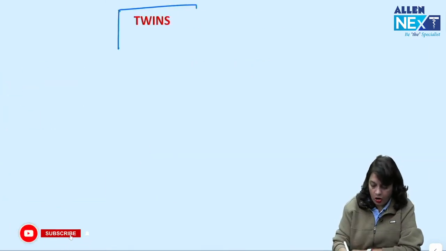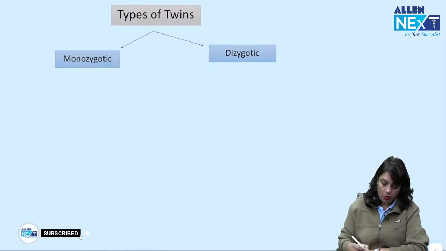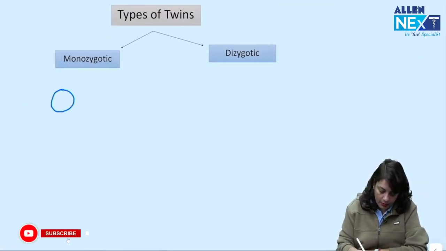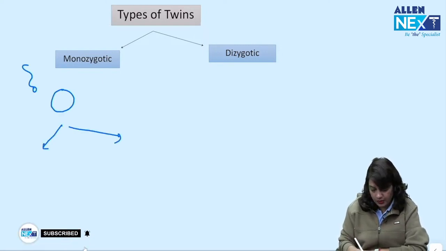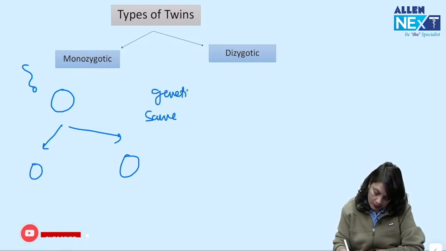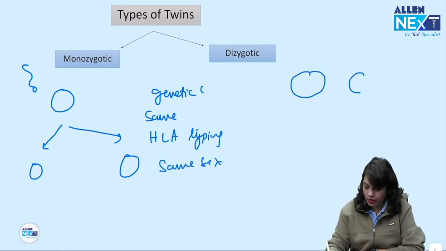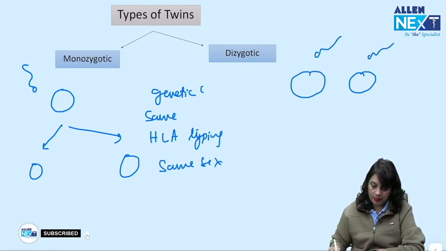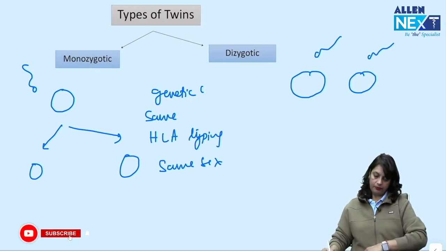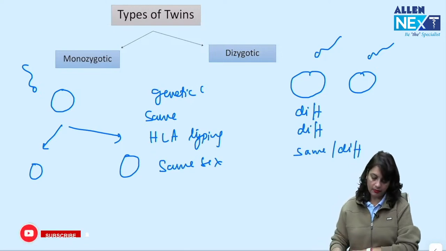Next topic of discussion is twins, a type of multiple pregnancy. Monozygotic twins, when a single ovum is fertilized by a single sperm, after that it divides into two. So the twins have the same genetic characters, same HLA typing, and they are always of the same sex. Dizygotic twins, two different ova are fertilized by two different sperms, released in the same cycle. Okay, so their genetic characters are different, HLA typing is different, they may be of the same sex or of different sex.